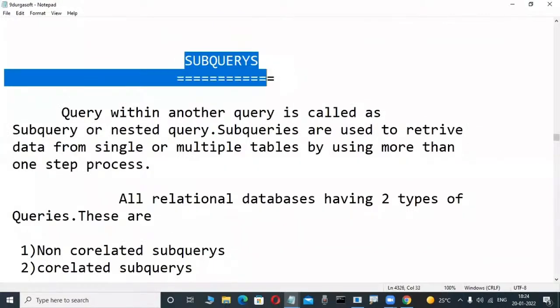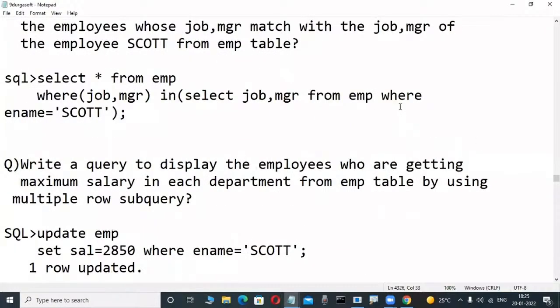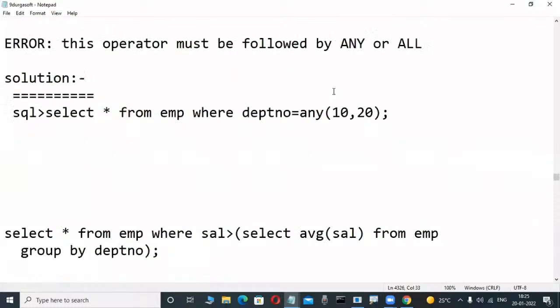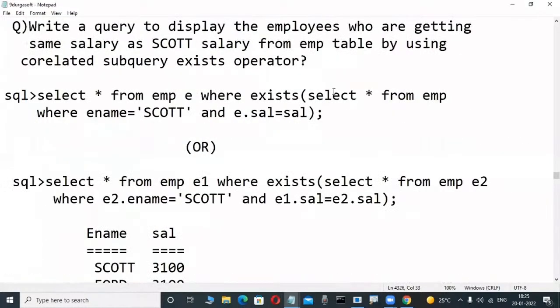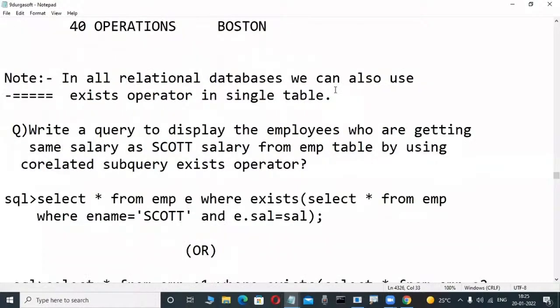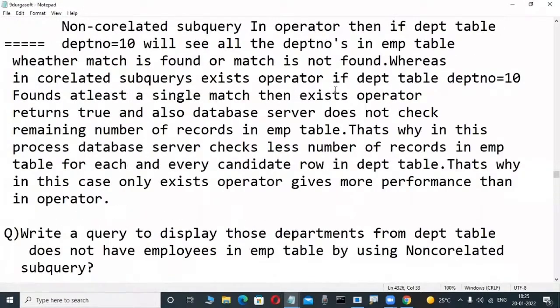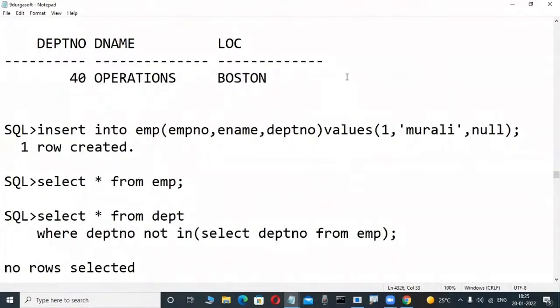In this chapter only we are learning about interview questions. Suppose you are attending an interview: display the nth highest salary employee, second highest salary employee, delete duplicate rows. These types of things are there. All those things we are learning in our course only. Some queries are there. These are all the things we are familiar with.